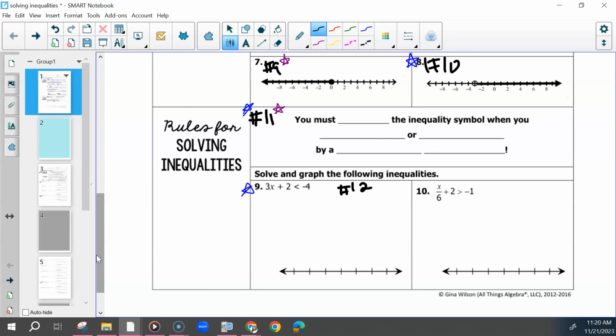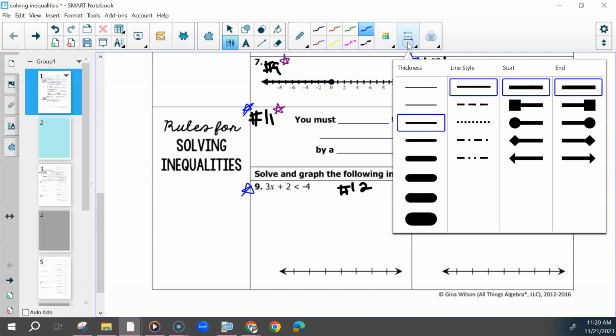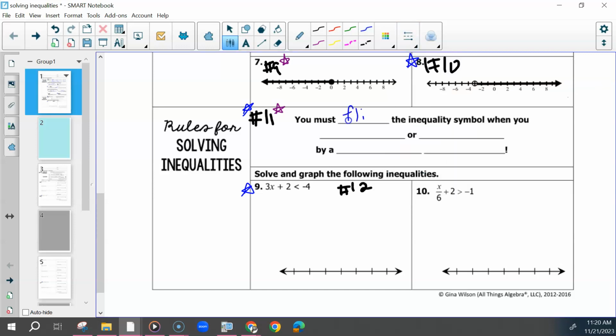Okay, there is one major rule you need to remember. You must flip the inequality symbol when you multiply or divide by a negative number.